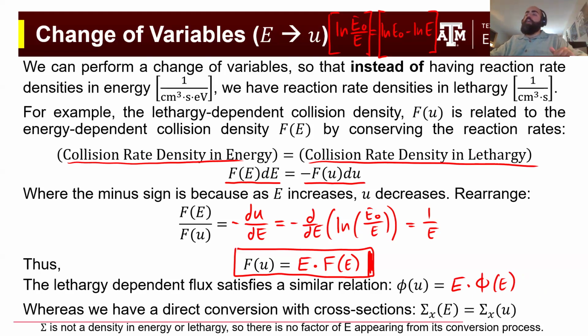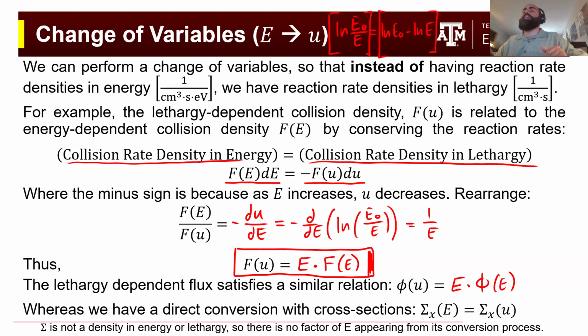However, if we want to write a cross section as a function of energy to a function of lethargy, there is no 1 over E multiplier in that conversion process because sigma is not a density in energy. Therefore, you don't end up with that 1 over E when you do the conversion.